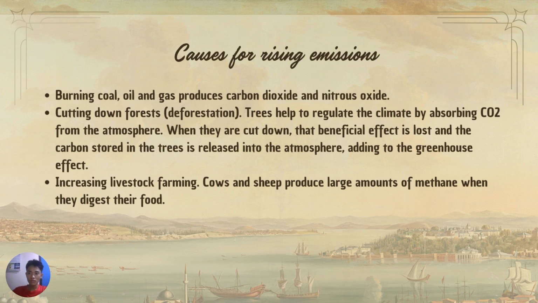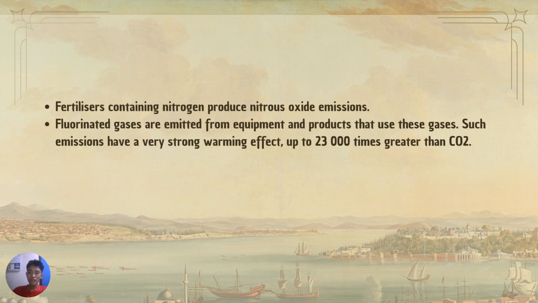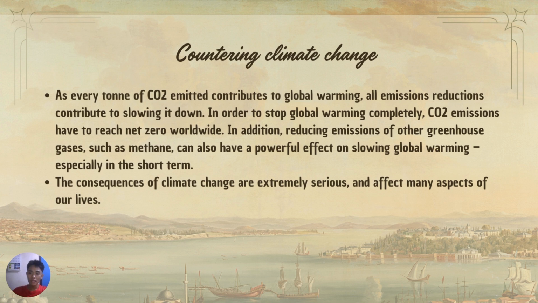Human activities contribute to climate change by burning fossil fuels, which release CO2 and N2O, deforestation, which reduces CO2 absorption, and livestock farming, which produces methane from digestion. Certain practices like using nitrogen-based fertilizers and emitting fluorinated gases from appliances release potent greenhouse gases that accelerate global warming and impact ecosystems. Reducing carbon dioxide and other greenhouse gas emissions, such as methane, is crucial to slowing climate change, with achieving net zero emissions being key to halting global warming and protecting the environment and human health.